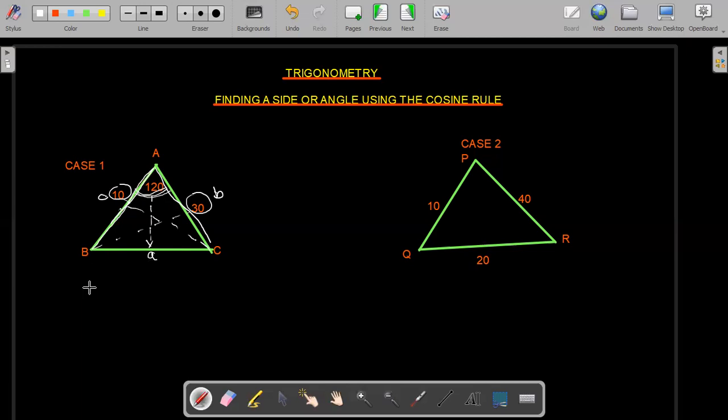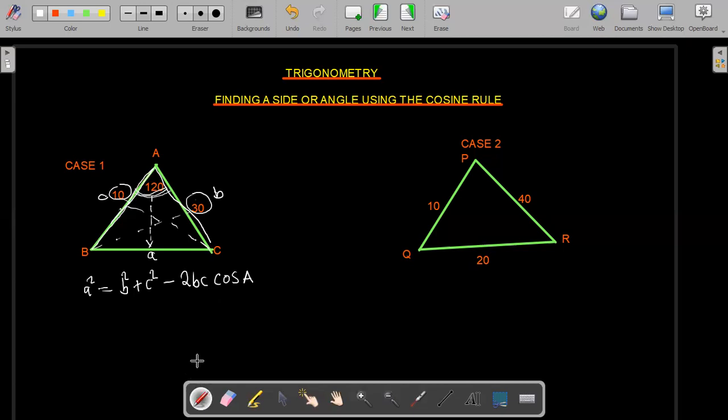We are going to say the square of a is equal to, now we square the two sides that are between your angle, so b squared plus c squared, minus 2bc cos angle A. So that is the formula you are going to use.